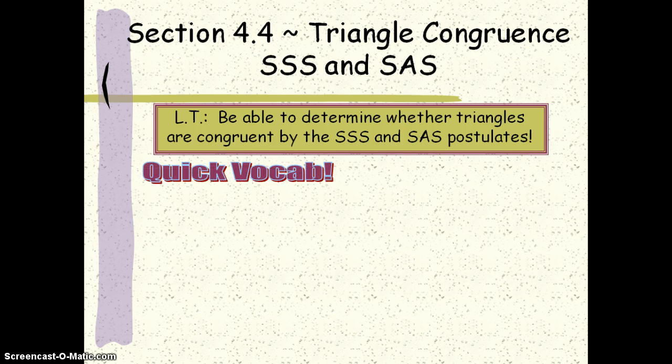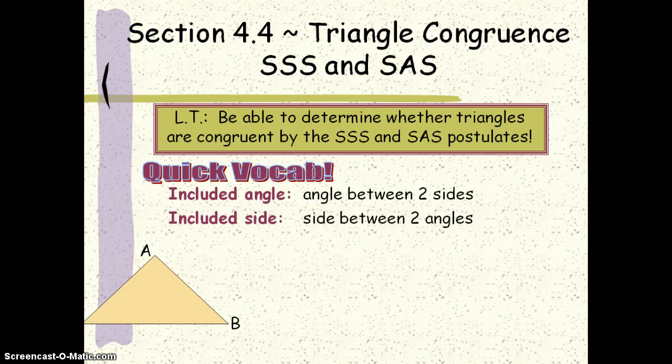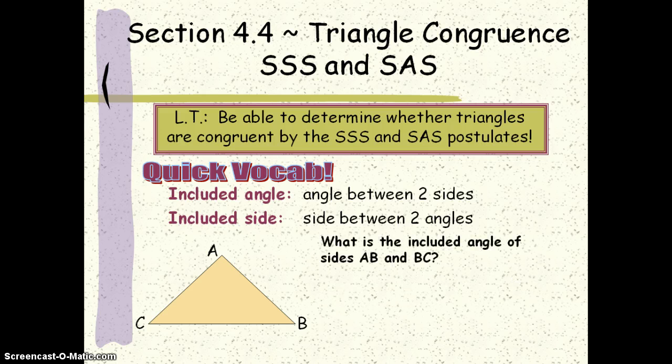First, we need to cover a few quick vocab words. An included angle is an angle between two sides. An included side is a side between two angles. Looking at this triangle, what is the included angle of side AB and side BC? So here we have side AB, here we have side BC. The angle between those two sides is angle B, so that's the included angle.